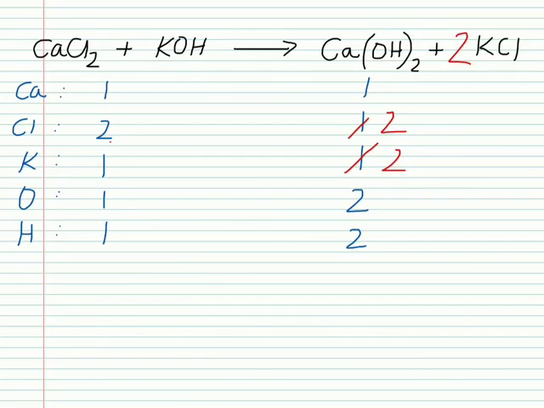We can see that the equation is still not balanced. We still only have 1 potassium, 1 oxygen and 1 hydrogen on the left-hand side, but 2 of each of those on the right-hand side. So we need to try something else. I'm going to put a 2 in front of the potassium hydroxide on the left-hand side and then recount. Have a look at what happens. You can see we have the same number of all the different atoms on each side of the equation, so it is now balanced. CaCl2 plus 2KOH goes to Ca(OH)2 and 2KCl.